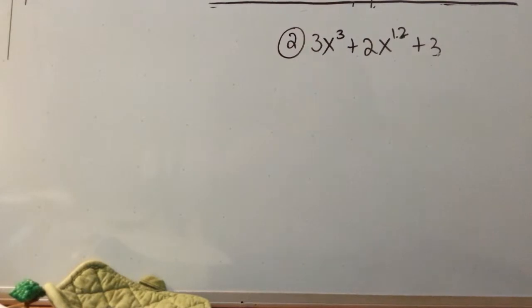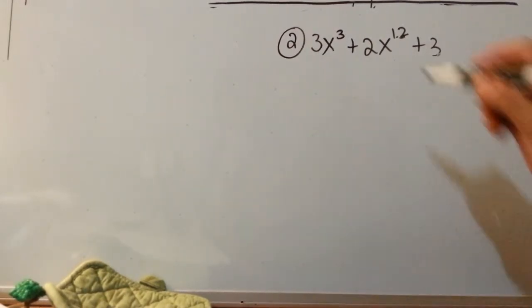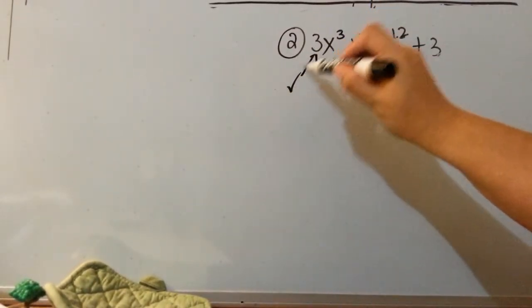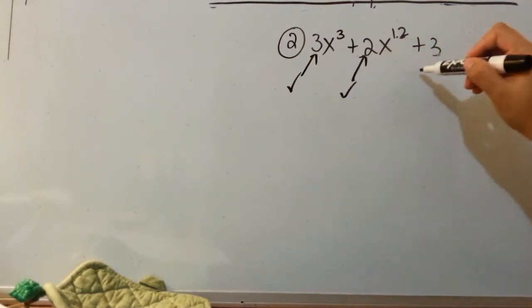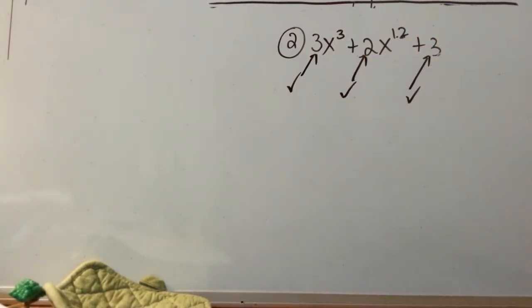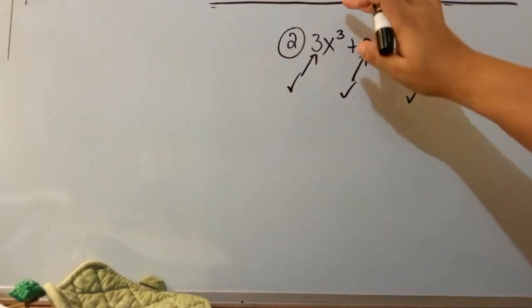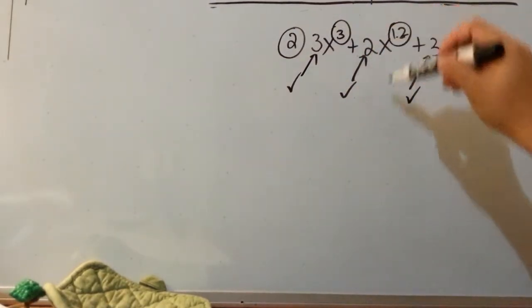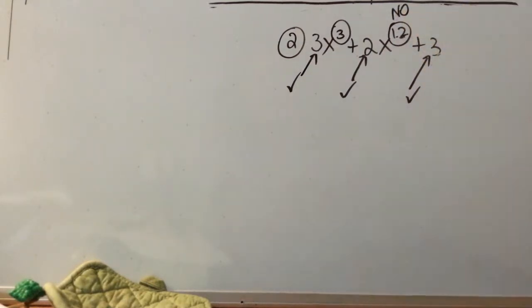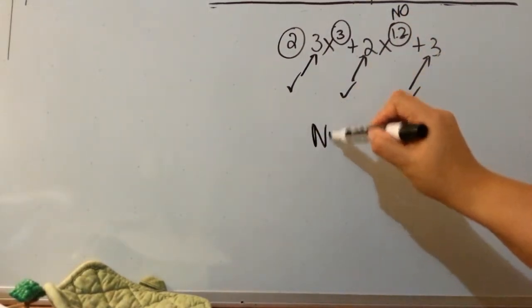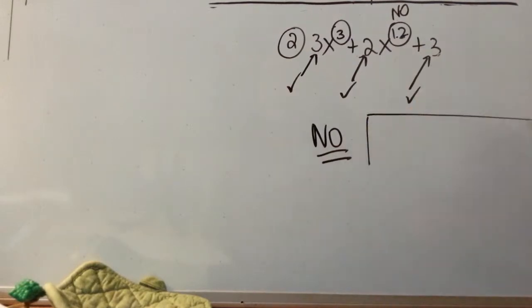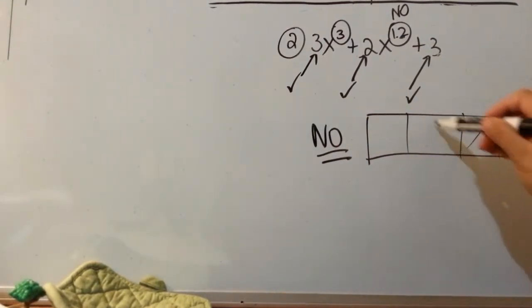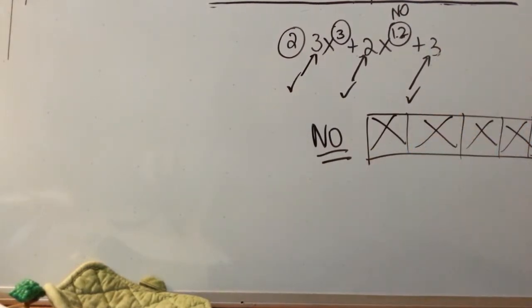Alright, the second question. Is this one a polynomial? Well, you look. Is this real? Yes. Is that real? Yes. Is that real? Yes. So the coefficients pass the test. Now let's look at the exponents. Is that a whole number? Yes. Is that a whole number? No. That is a decimal. So no, this is not a polynomial, and what you do is you leave everything else blank. That's how you get full credit for this question.